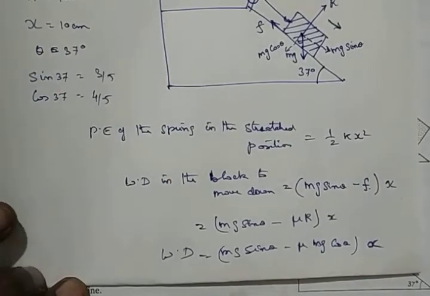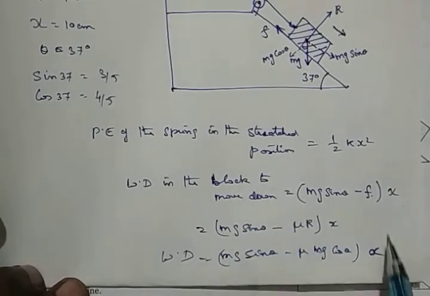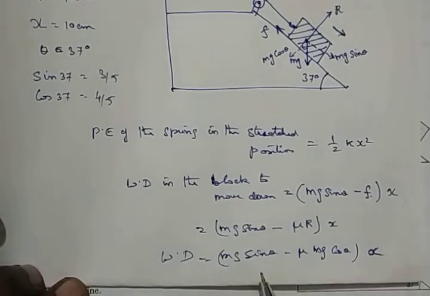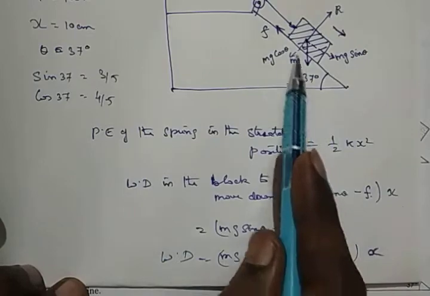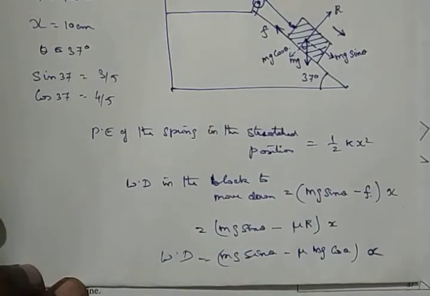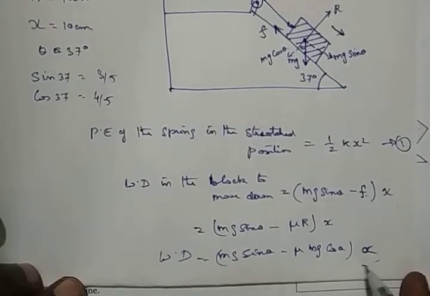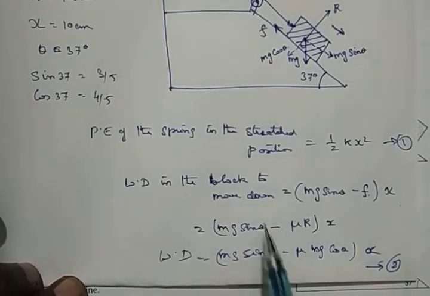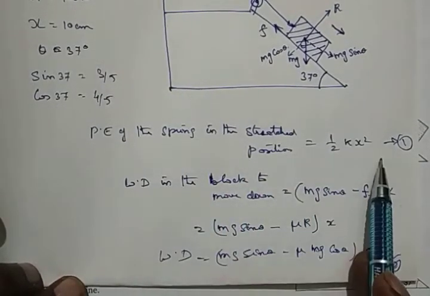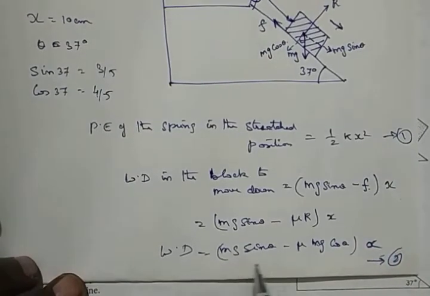Till this much I think you will be able to easily understand, because this work done is very, very familiar for us. It is the downward force minus the frictional force, all quite familiar for you. This is equation number 1. This is equation number 2. The potential energy of the spring is equal to the work done on the block.